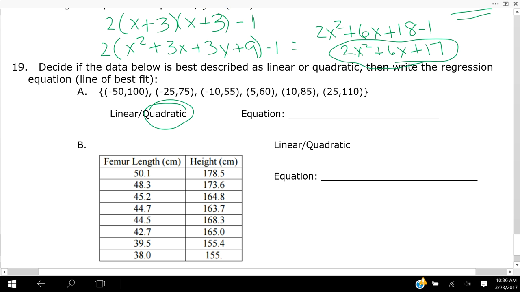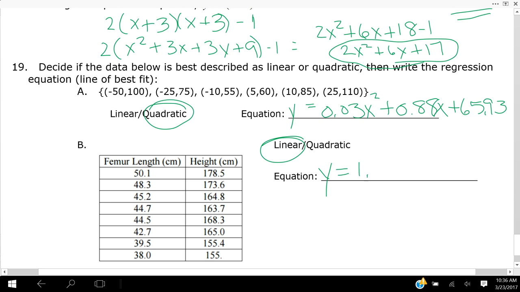All right, number 19, I'm just going to give you the equation. The first one is quadratic, the second one is linear. Y equals 0.03 x squared plus 0.88x plus 65.93. And the second one is y equals 1.92x plus 80.68. Okay.